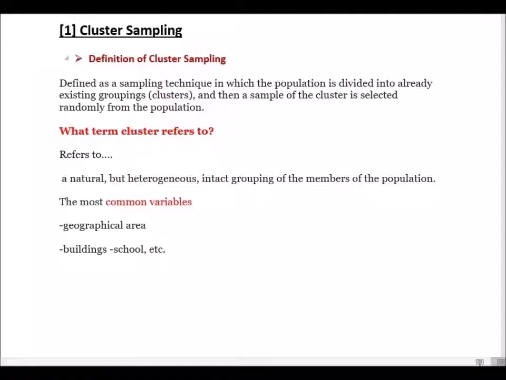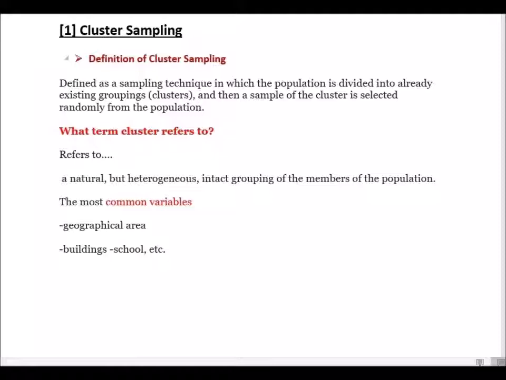Cluster sampling is basically defined as a sampling technique in which the population is divided into already existing clusters. So basically clusters mean the groupings. And then a sample of the clusters is selected randomly from the population. So this is how cluster sampling works.